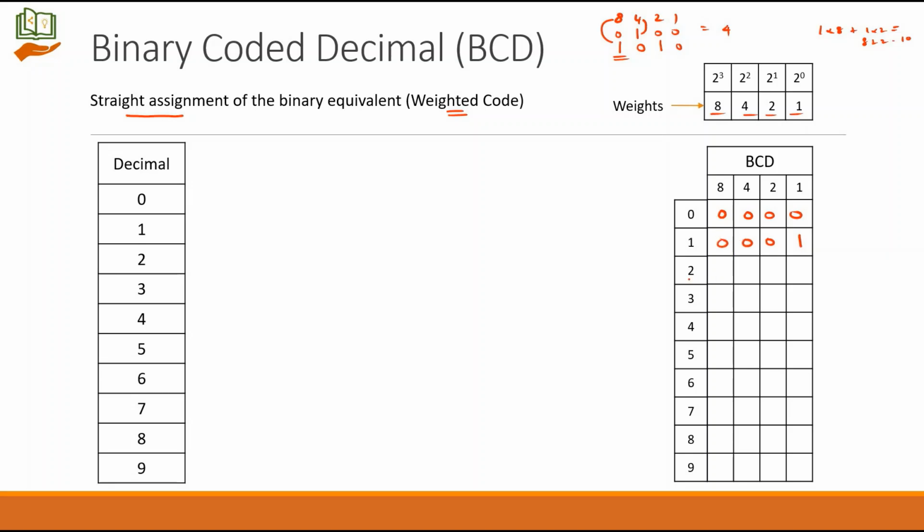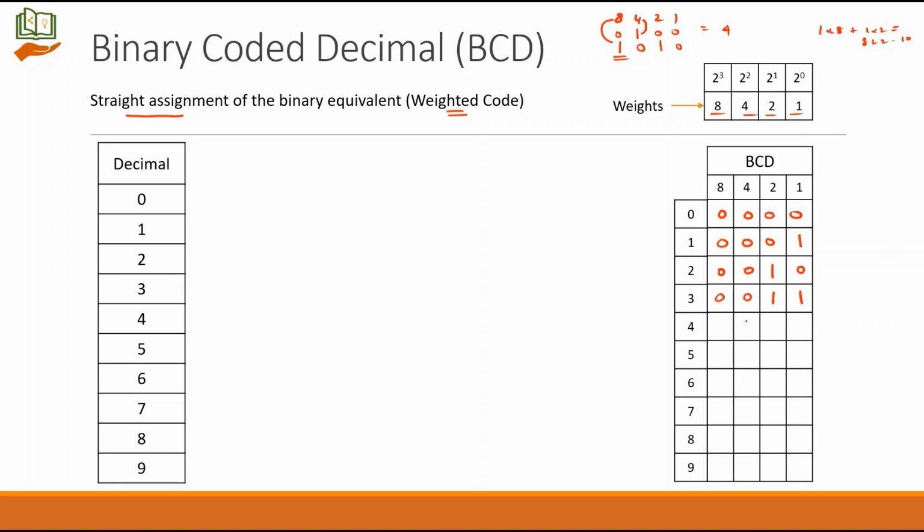How will I represent 2? I have to represent 1 only in the 2's place. The remaining places will be 0. This is actually similar to converting decimal to binary because this is given as a straight assignment of the binary equivalent. Though they say it's a weighted code, we have formed the weights only with 2 power 0, 2 power 1, 2 power 2 and 2 power 3. What about 3? 2 plus 1 is equal to 3. So we are mentioning 1 in 2 and 1. The remaining places are 0.